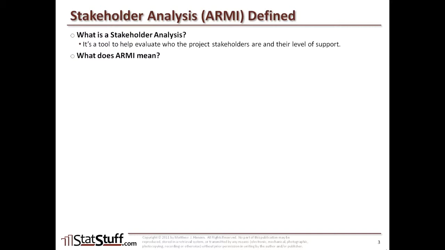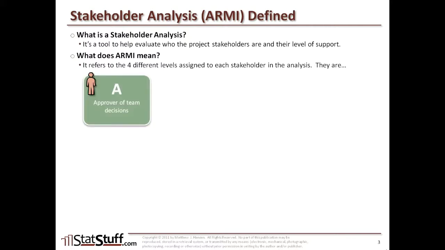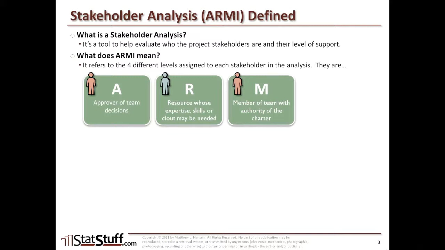Now, what does ARMI mean, A-R-M-I? Well, it refers to the 4 different levels that you might assign the different stakeholders in the actual analysis of the project you're working. So it begins with A, referring to the approver of the team decisions, and then R, referring to the resource whose expertise, skills, or clout may be needed in order to make the project successful. Then the M refers to a member of the team under the authority of the charter itself. And then finally you've got I, which refers to an interested party who should be informed on the direction or findings or whatever comes out of the project.